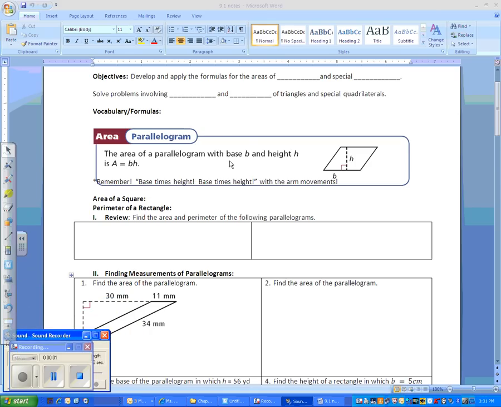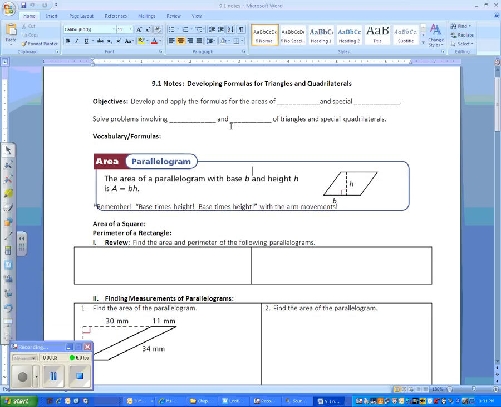Okay, in 9.1, we are starting to talk about area and perimeter of different shapes. So the first thing we're going to talk about is, we're trying to develop and apply formulas for the areas of triangles and special quadrilaterals. And we're also going to talk about not only area, but also perimeter.